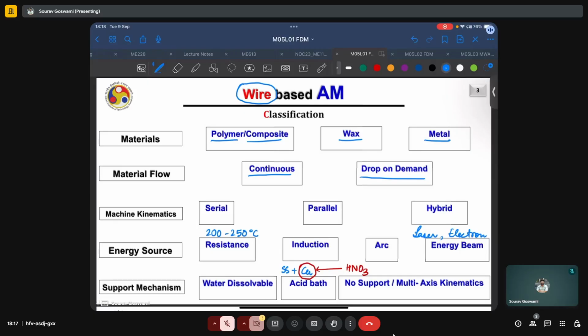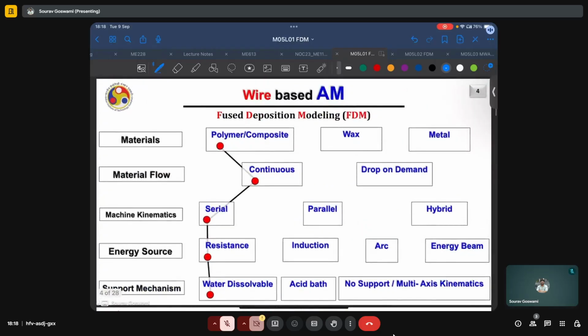And of course, with latest techniques and the use of multi-axis multi-degree of freedom tables, we can just have multi-axis kinematics, which totally eliminate the need for support. The parts can be tilted such that they're always normal to the deposition surface or deposition head.